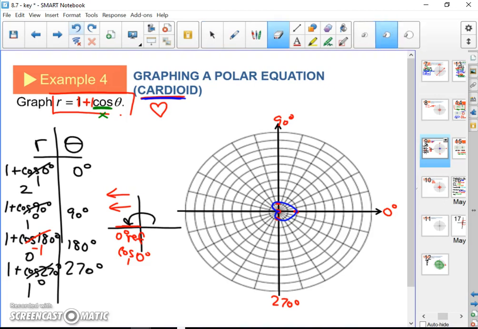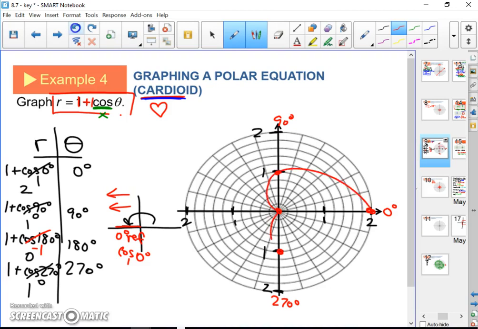Now, if you want to, you can change the scale. And let's say we go by fives maybe. 1, 2, 3, 4, 5. Let's say every 5 is 1. And so if we did that, you're 2 and you're 1 and you're 0 and you're 1. Maybe you blow it up like that. Maybe it looks nicer. It's easier to see your cardioid. So there it is with the change of scale. If you don't like that, then don't change your scale. You can make a tiny one. It doesn't really matter. Either way, there's your cardioid.